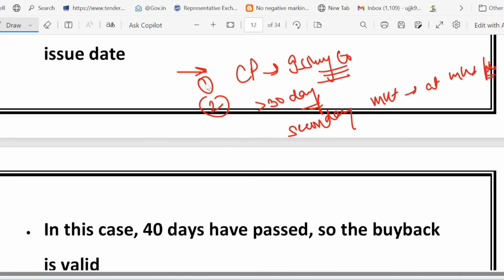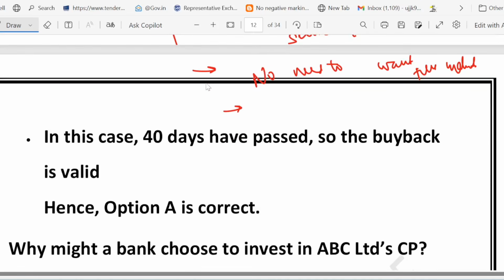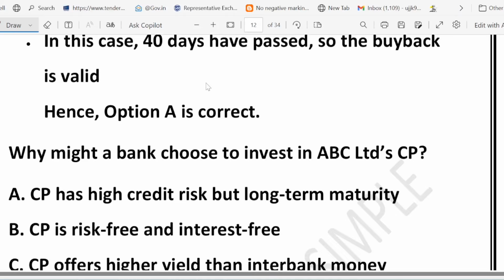So someone asks you whether buyback is possible at the face value. No, remember, buyback is not possible at the face value. And the fourth point is, no need to wait until maturity. In this particular case, since 40 days have passed, buyback is allowed. So the key takeaway is that the buyback of CP is allowed, but not too early. Wait 30 days and then go to the market. Simple. I hope that makes sense.